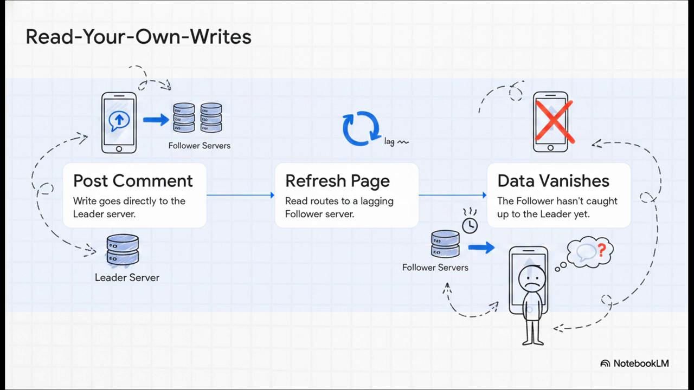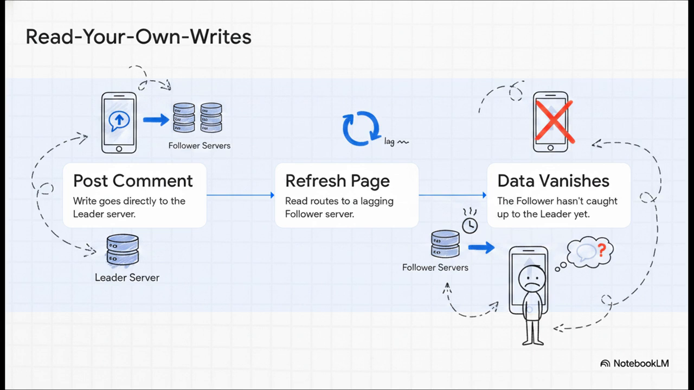Imagine this relatable scenario. You post a comment on a post. That write goes directly to the leader server. Success. Then you immediately hit refresh on your browser. But this time, your read request is routed to a follower server to balance the load. Because of replication lag, that specific follower hasn't received your comment from the leader yet. You look at the screen and your comment has just vanished. You panic. You think it was deleted, so you submit it again.